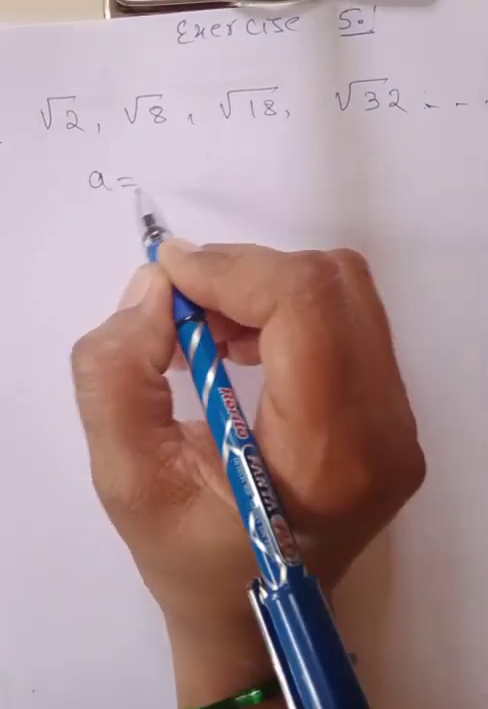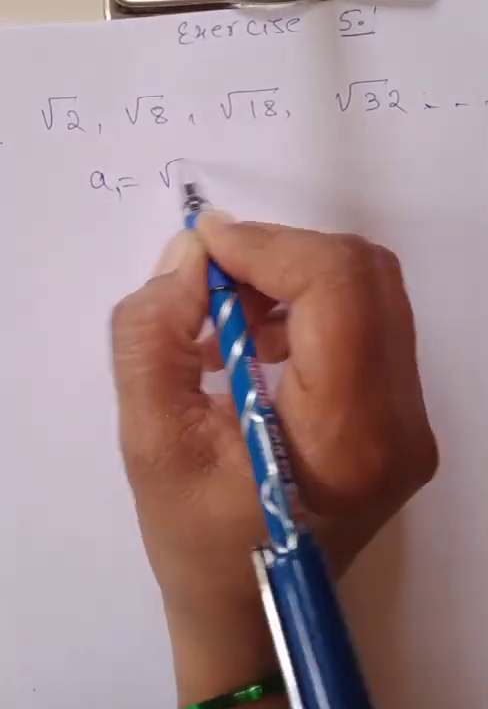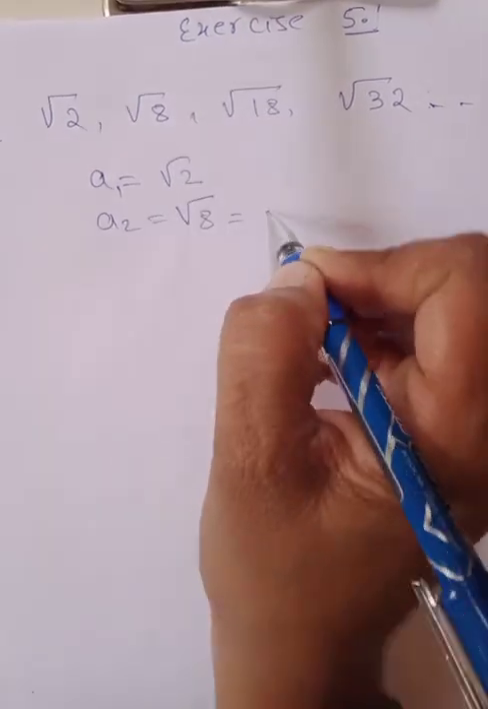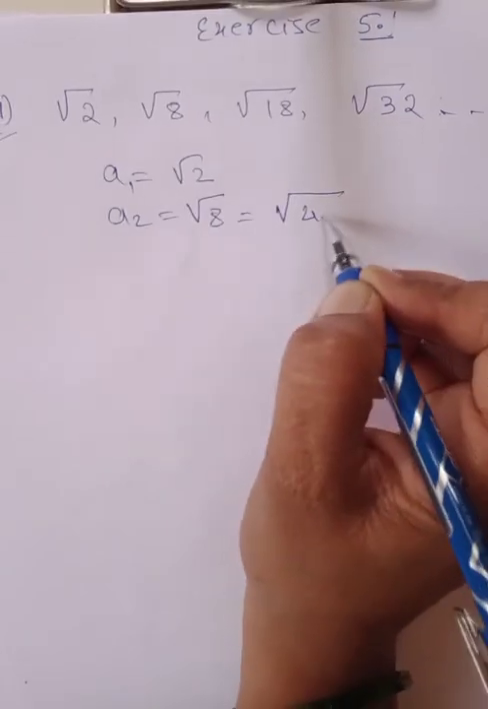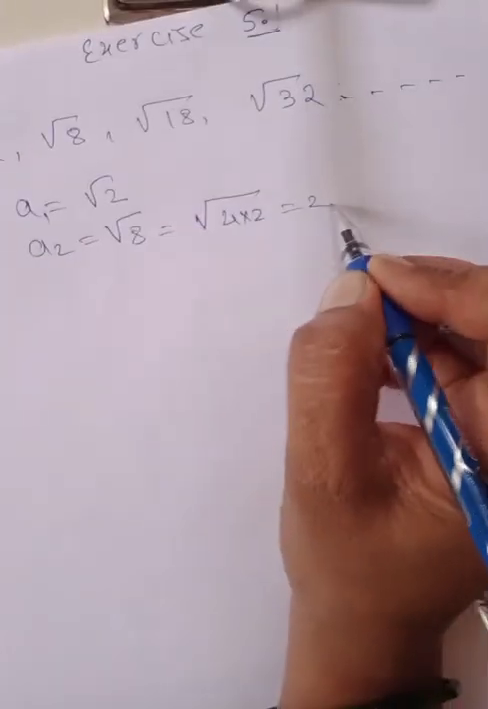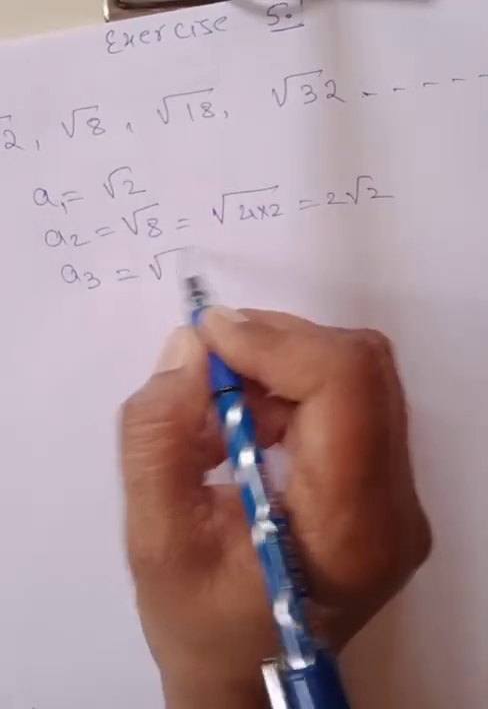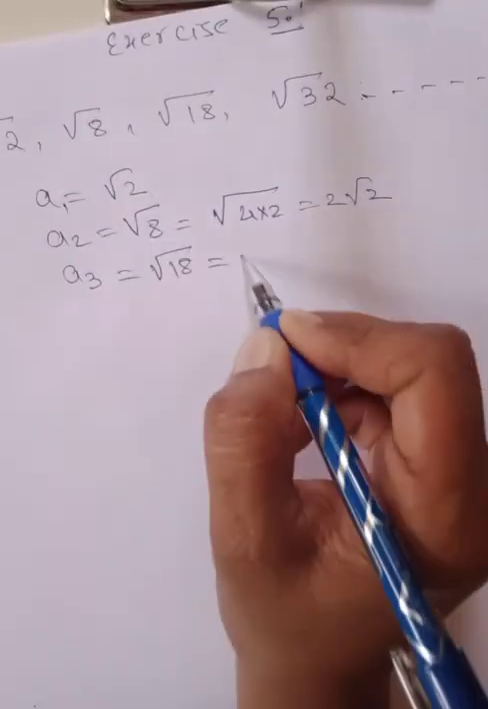First, see here children, you have A1 as root 2 and A2 as root 8, and it can be written as, here only I am writing here, root 8 can be written as 4 into 2, which is equal to 2 root 2. Yes, then you have A3. A3 is equal to root 18. So it can be written as here.